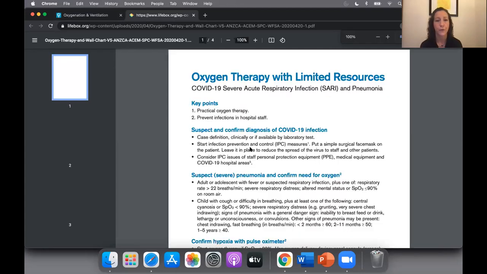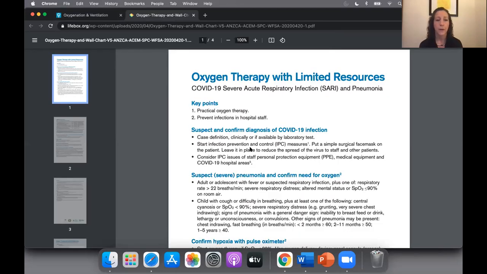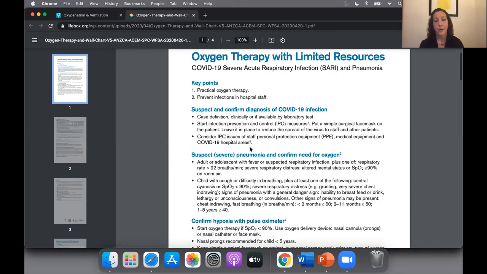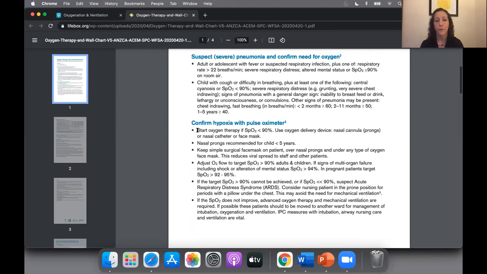But first, I want to share this resource with you. This has a wall chart that you can print out and hang in your intensive care unit or your emergency department or wherever oxygen therapy is being given, even on the floor or on the ward. And this was developed by several really experienced and knowledgeable groups, including the World Federation of Societies of Anesthesiologists, or the WFSA. And so I think some of the key points is how to detect hypoxemia. And so for most people, if the SpO2 drops below 90%, that's when you start oxygen, okay?